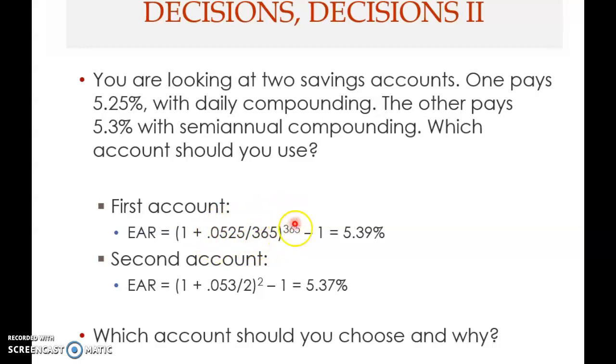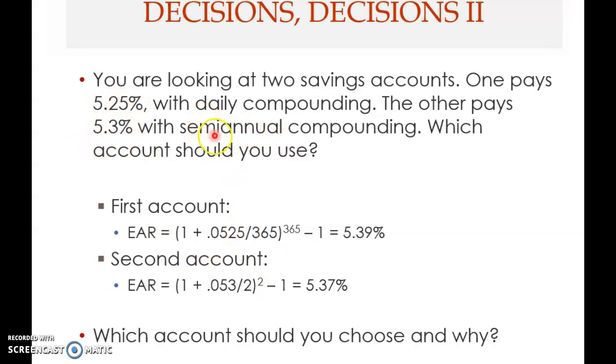Raised to the power of M. M is 365 because it's daily compounding. So you minus 1, you get 5.39%. This is the effective interest earned for 1 year if you take the first account. The second account, this is 5.3 divided by 2.